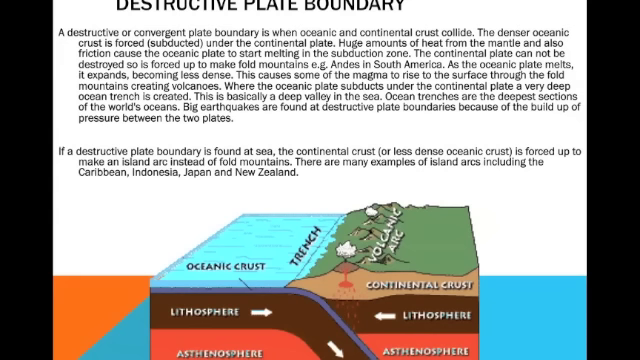If a destructive plate boundary is found at sea, the less dense oceanic crust is forced up to make an island arc instead of fold mountains. There are many examples of island arcs around the world.